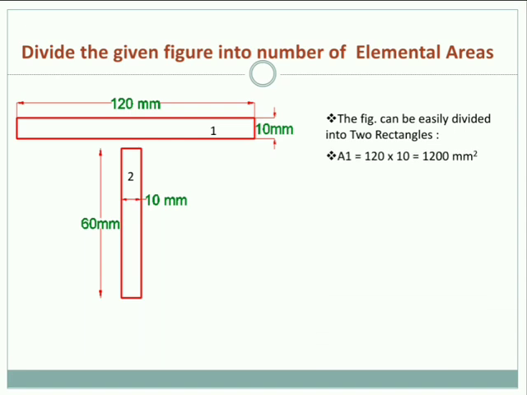So area of the first rectangle is 120 into 10, that is 1200 mm square, whereas the area of the second rectangle is 10 into 60, which is 600 mm square. Now see that when I am finding the area, first I am writing the horizontal dimension, then the vertical dimension. This is the best practice which you can keep. Don't write the bigger side first. Go with the horizontal side first, then the vertical side. So we have obtained the areas A1 and A2.